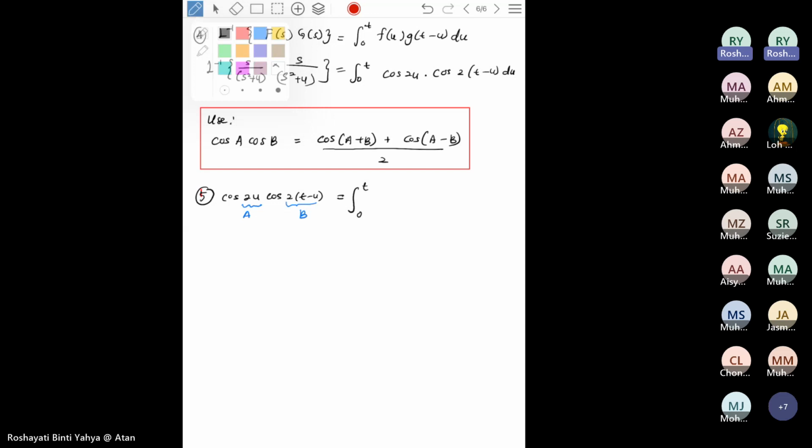Everyone with me? Is everyone with me? Doktor. Yes, Doktor. Ada nak tanya ke? Saya. Hanan. Ya, Nan. Bukannya patut cos dengan sin tu. Kenapa sin?